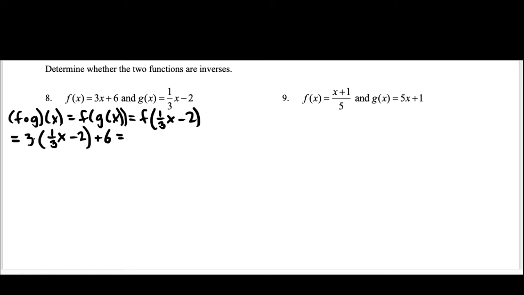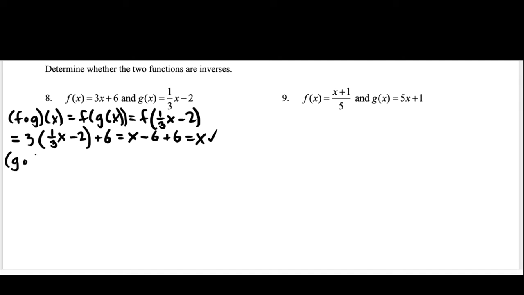When I distribute the 3, 1/3 times 3 is 1, so that just gives me x. 3 times negative 2 is minus 6. And then we've got a plus 6, so that works out to x. So it checks out that way, but in order for it to be an inverse, the result has to be x when you compose both ways. So let's try the other way.